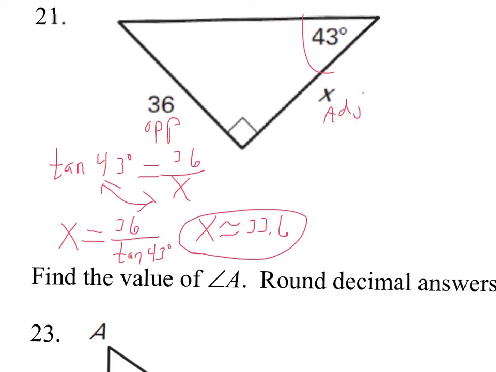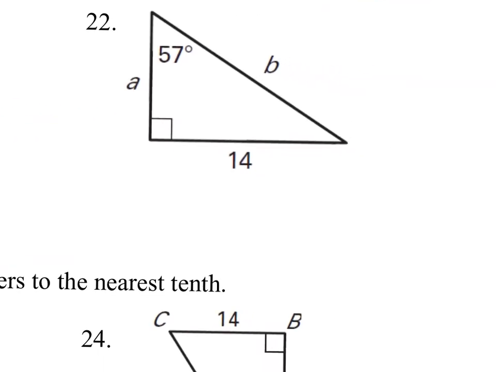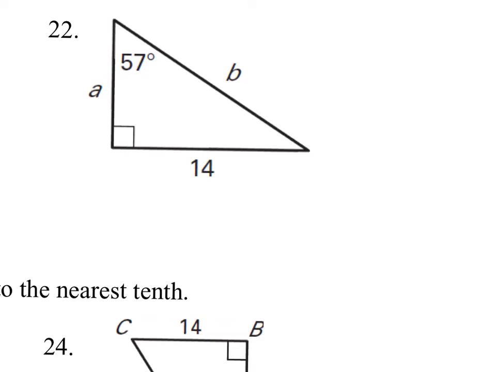Okay, and the last one from this set, number 22. We have both an A and a B, and we're going to be looking at this from 57 degrees' point of view. So A is the adjacent, B is the hypotenuse, and 14 is the opposite.